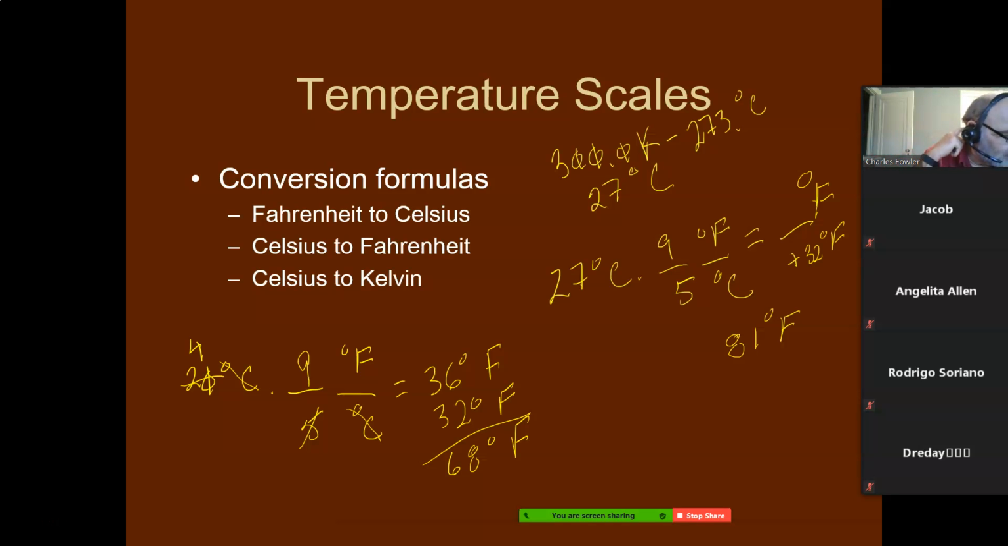Okay, and in your book you'll see the B part there was 81 degrees Fahrenheit. It was, I think, 80.6. They rounded to 81.